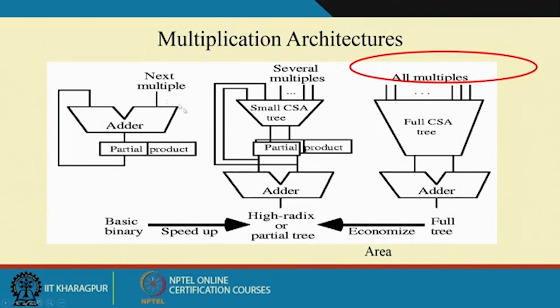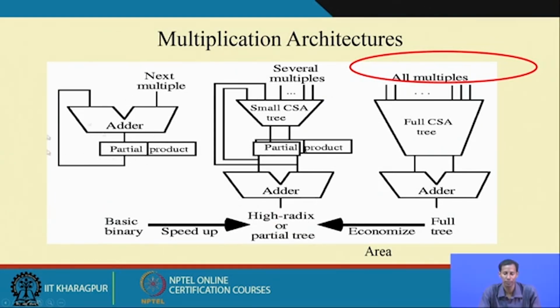The first multiplier architecture is the serial one. Using one adder only, it is run repeatedly and I get the corresponding results. And if I use all the multiples together using a carry save adder tree, then at the very last stage I need one carry propagate adder, and I get the results. This is the full tree.